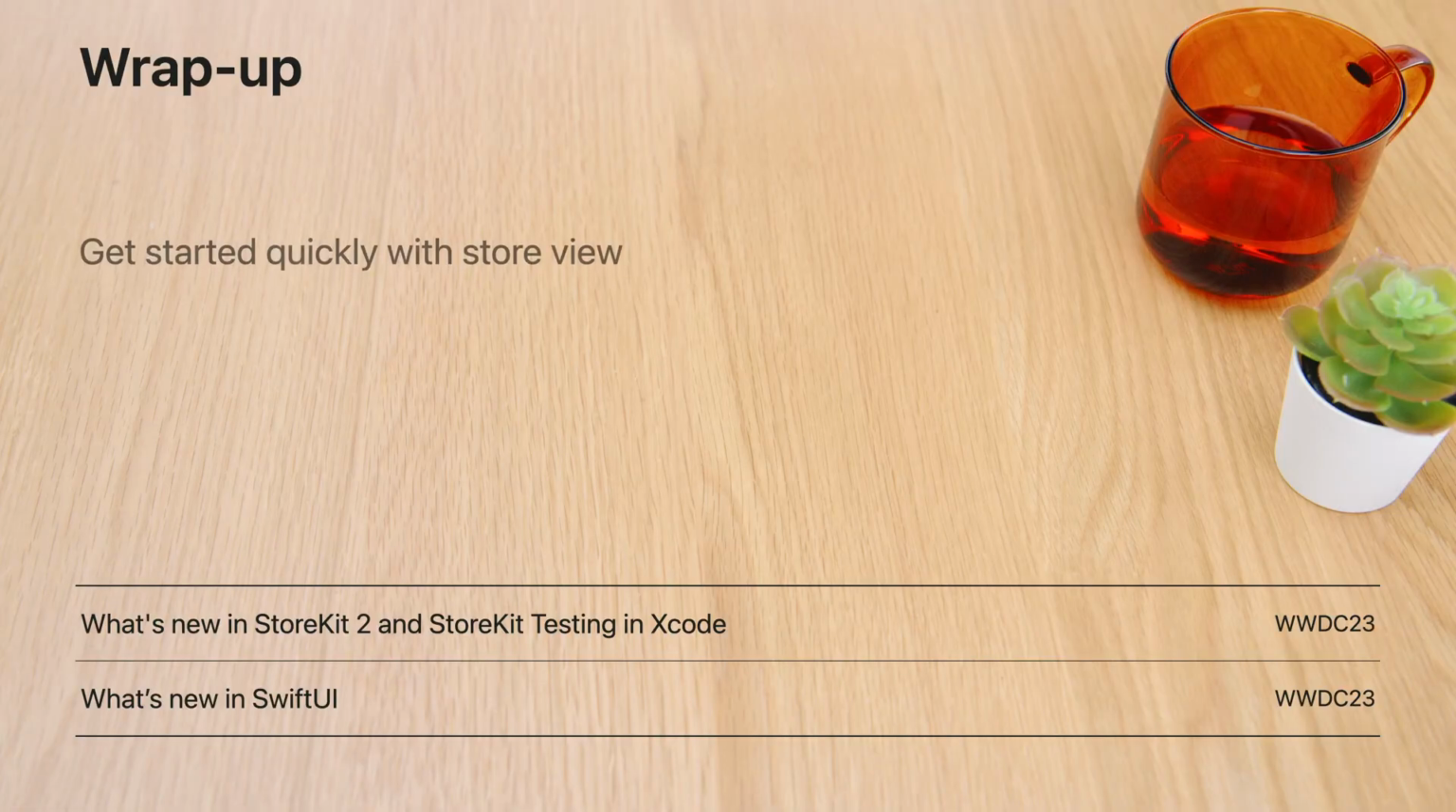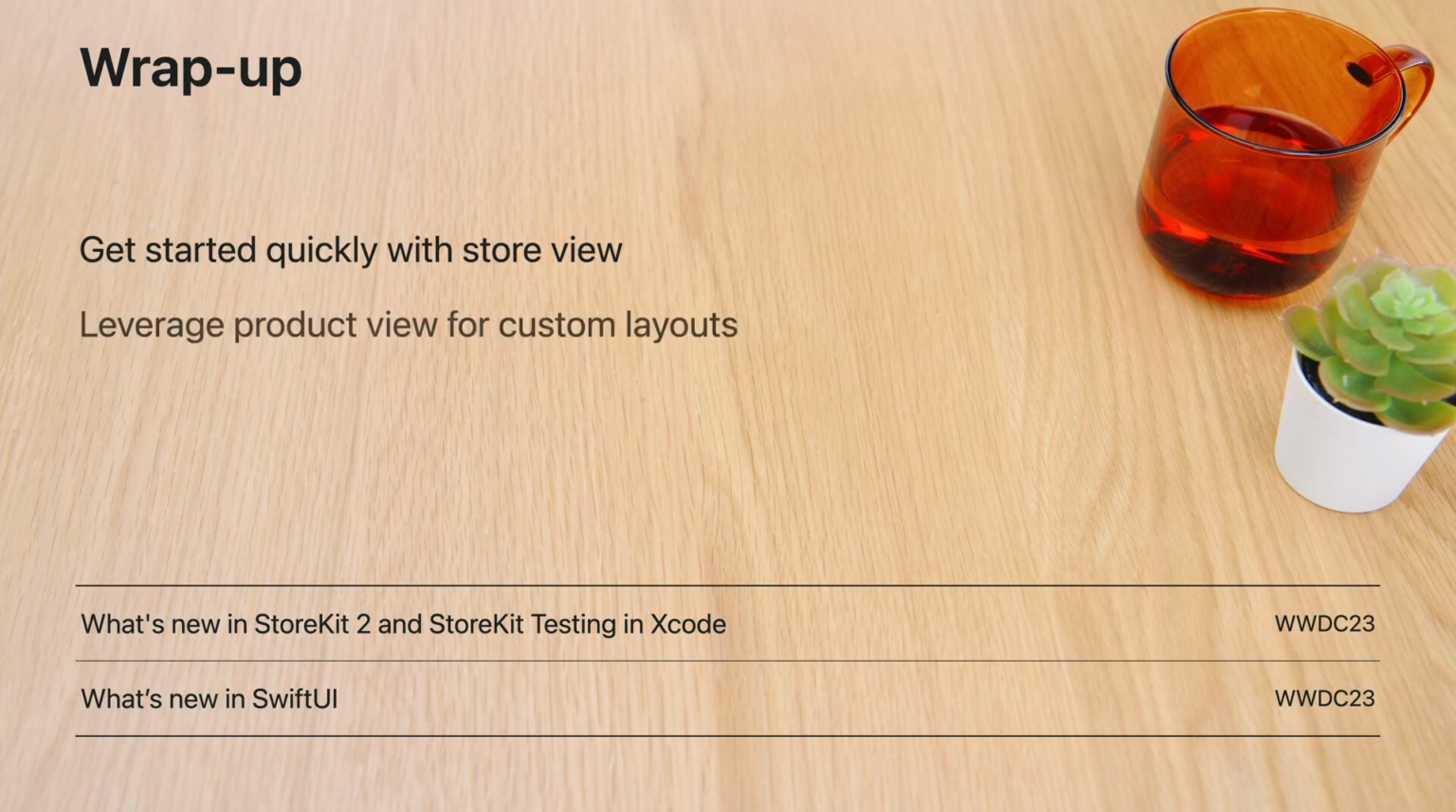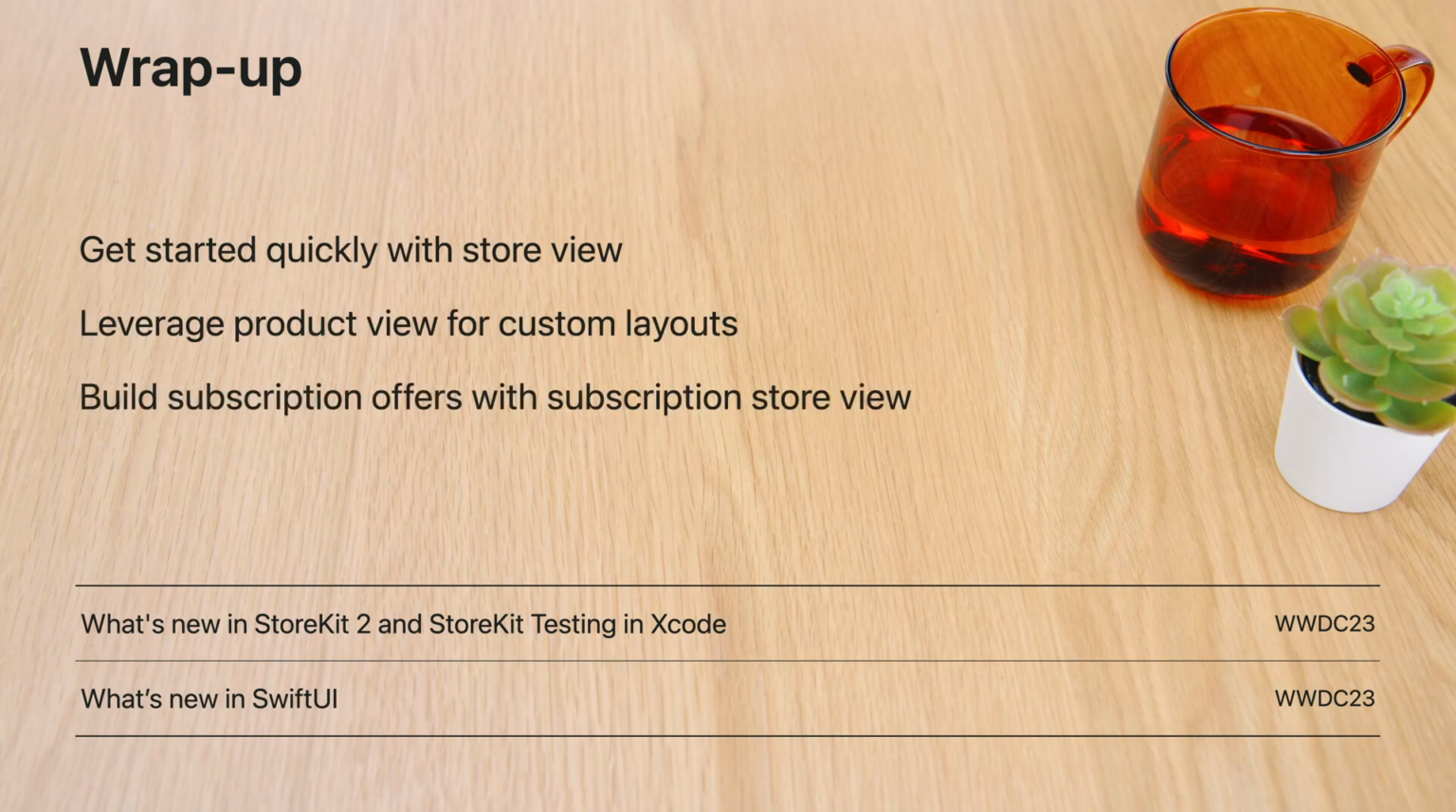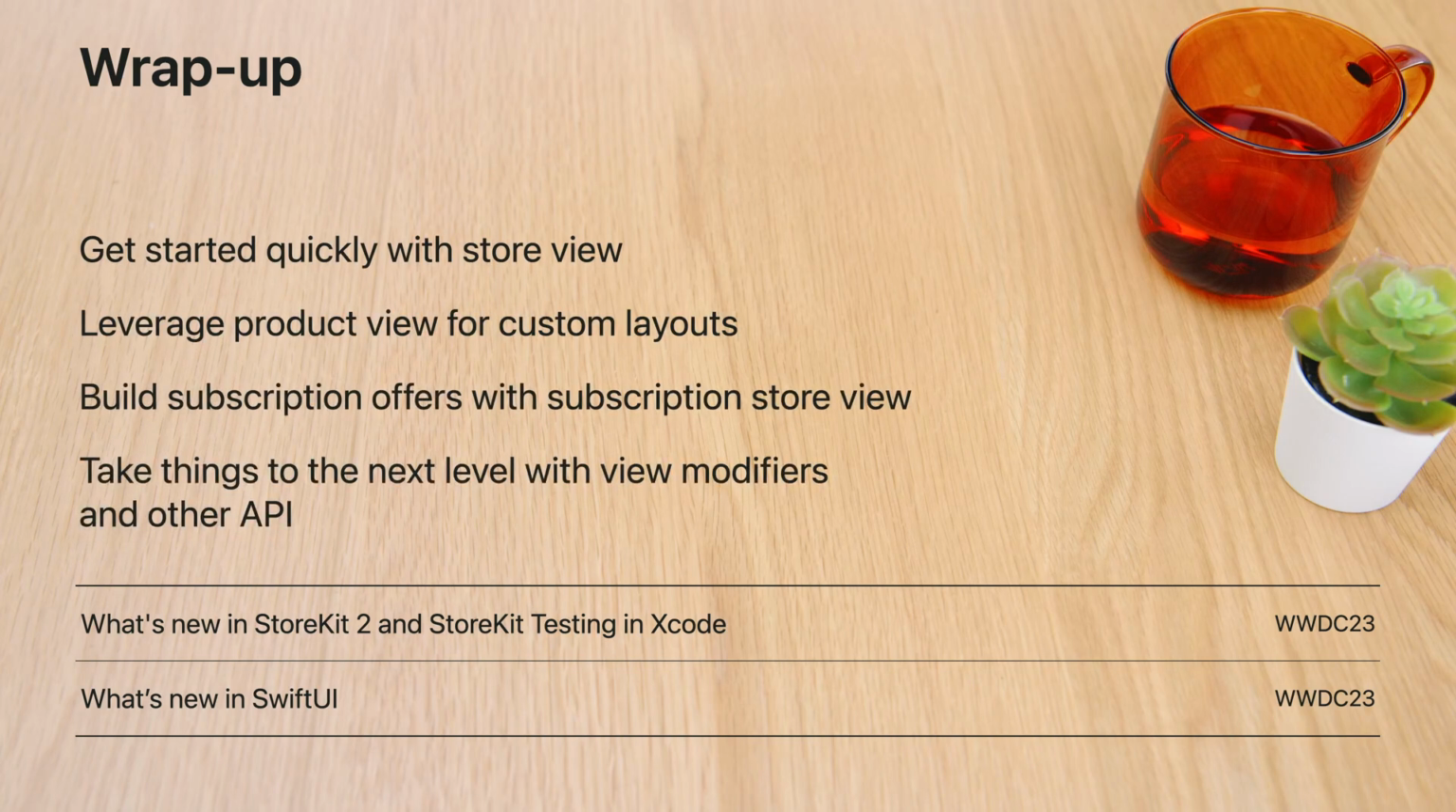When you start adding in-app purchase to your apps, declare a store view to get up and running quickly. If you desire a more customized layout, give product view a try. For your subscriptions, you can declare a subscription store view to build compelling offers. And when you're ready to take things to the next level, try out the new view modifiers and other APIs to really make this your own.